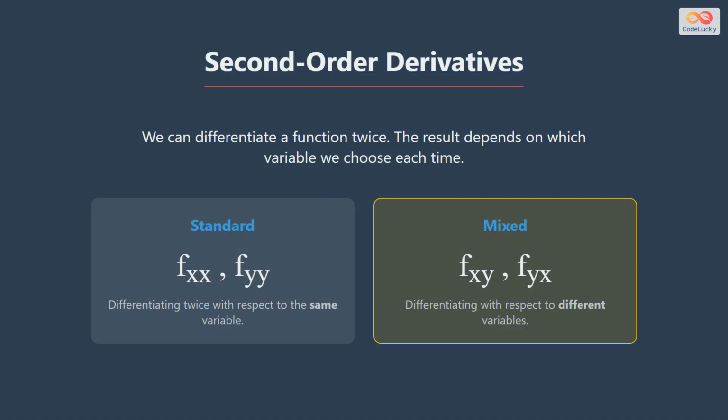We can take derivatives of derivatives. These are called second-order partial derivatives. We have the standard ones, f sub xx and f sub yy, where we differentiate twice by the same variable. But we also have the mixed partials, f sub xy and f sub yx.